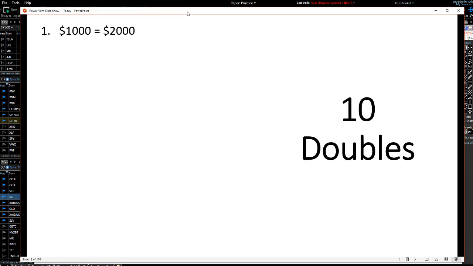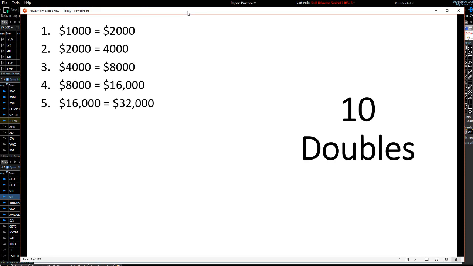So $1,000 into 2, the next double is 2 into 4, 4 into 8, 8 into 16, 16 into 32, 32 into 64 into 128. Starting with $1,000. Now I'm not saying if you had $1,000 in your trading account, you would just put that whole lot onto one trade, right? You need to be much smarter about that.